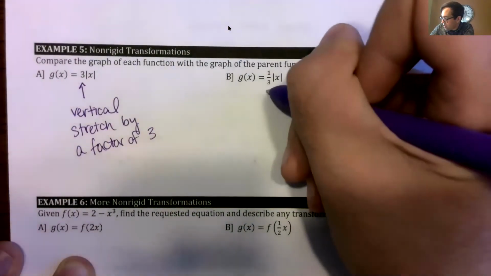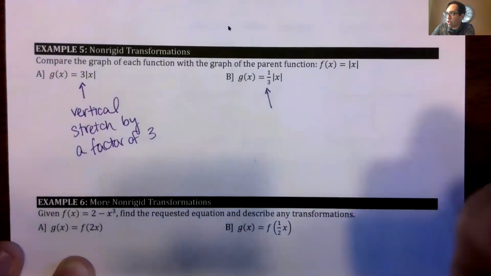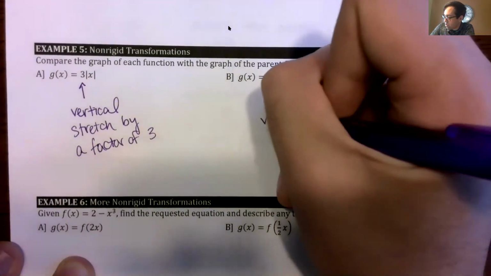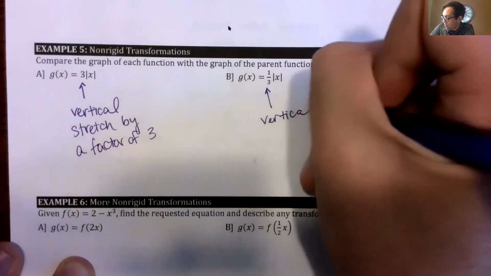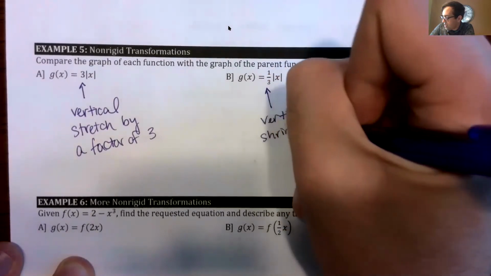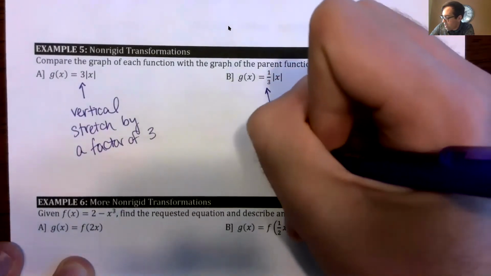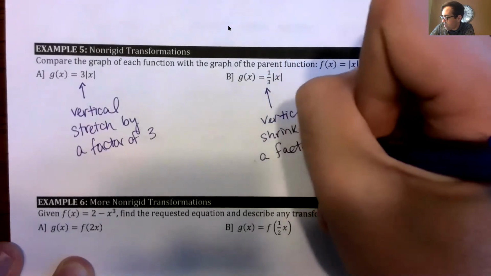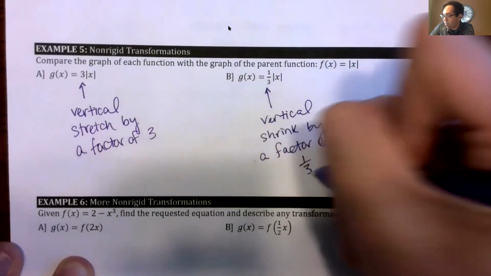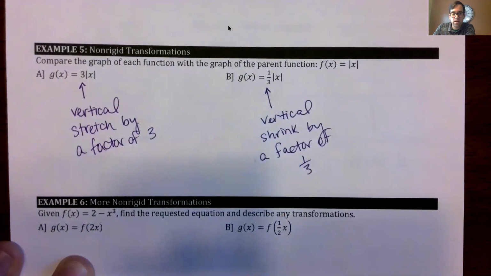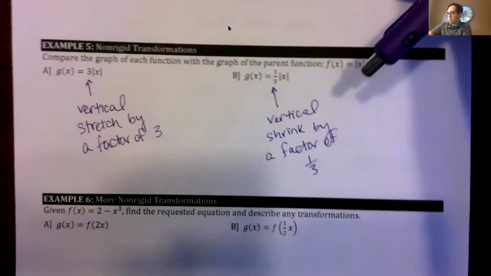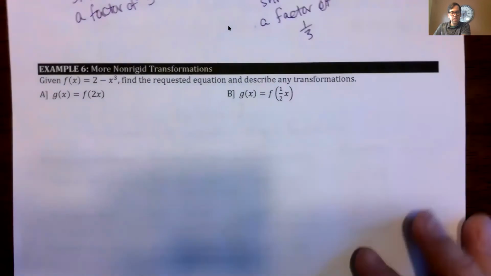And over here, since we're multiplying by a third, it's going to shrink everything. So this is a vertical shrink by a factor of 1/3. Okay? And that brings us to example 6, our last example for the day.